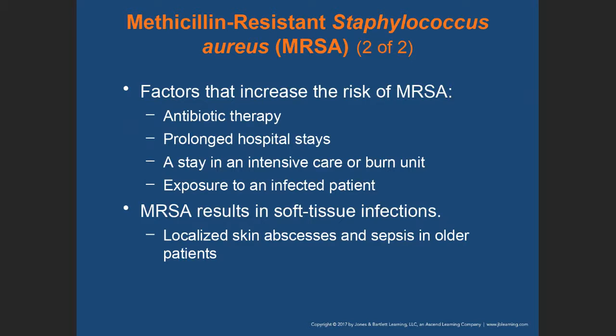Factors that increase the risk of MRSA: antibiotic therapy. So the person is on antibiotic therapy for an infection and they don't follow the regimen, right? They take the antibiotic, start to feel better, and as soon as they start to feel better, they stop taking the medication. So what you have done now is you have introduced the medication to the bacteria, but you have not removed the bacteria completely from your body. So the bacteria now adapts to the antibiotic and becomes resistant. It can occur from prolonged hospital stays, a stay in an intensive care or burn unit, or exposure to an infected patient. MRSA results in soft tissue infection, localized skin abscess, and sepsis in older patients is possible.